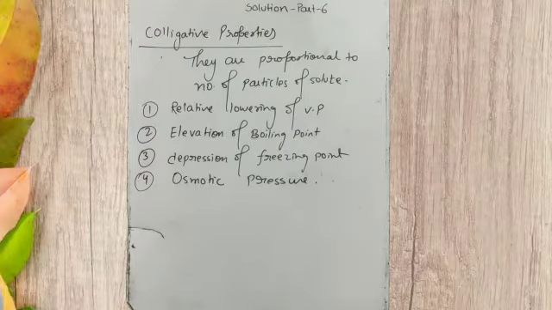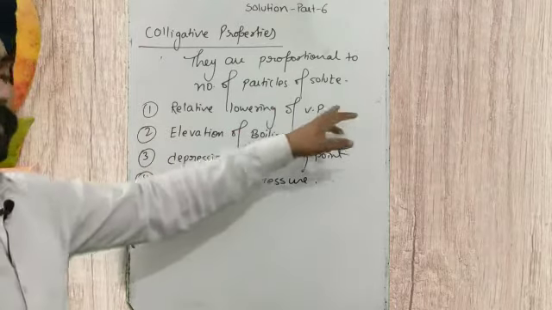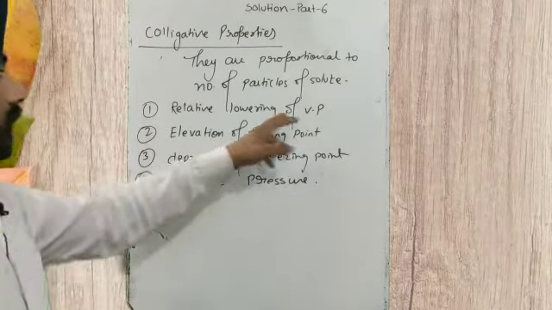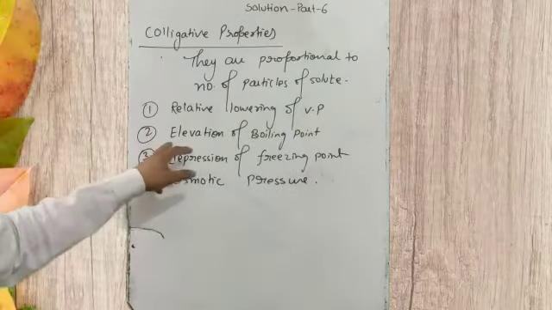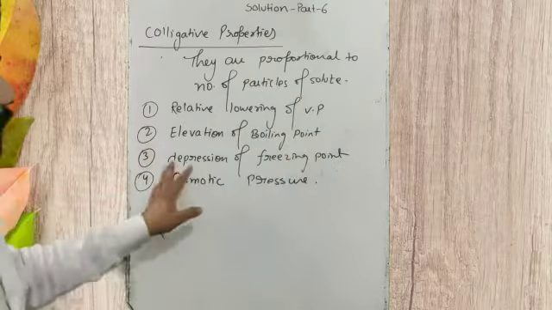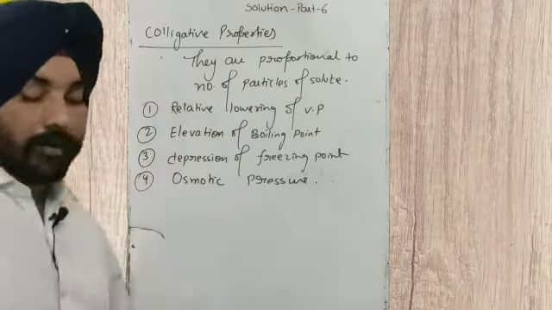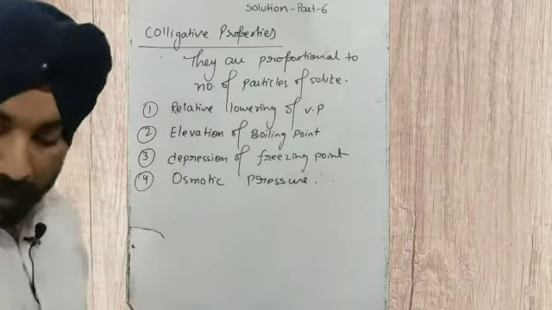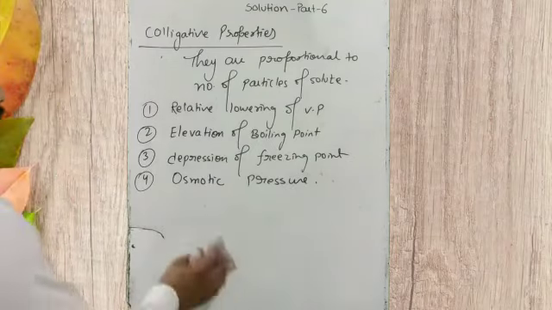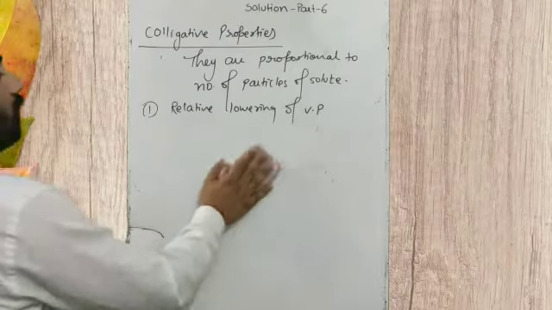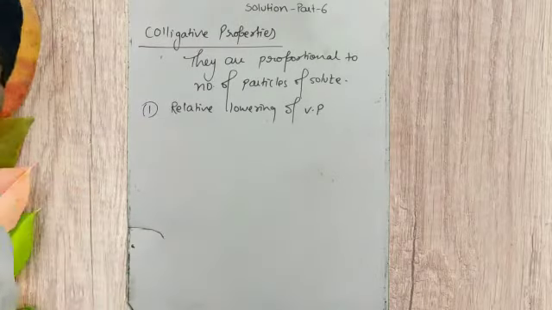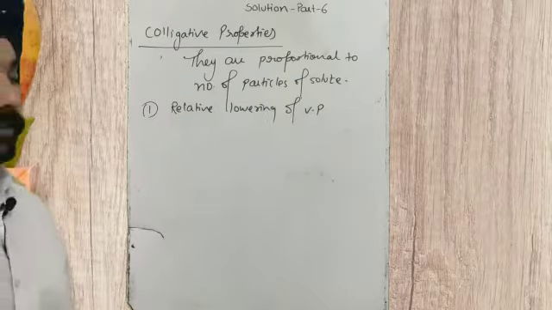Okay, so you have to see the last video also for this one. The colligative properties are the relative lowering of vapor pressure, elevation of boiling point, depression of freezing point, and osmotic pressure. Keep all these four properties in mind. These are the colligative properties, out of which first I am going to explain relative lowering of vapor pressure. What is relative lowering of vapor pressure?